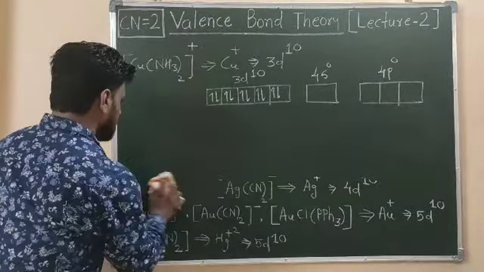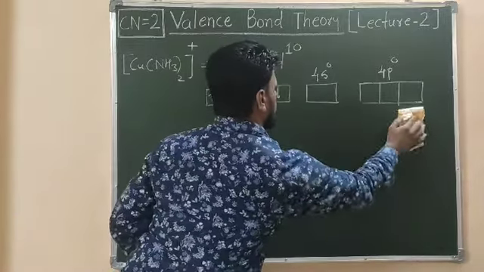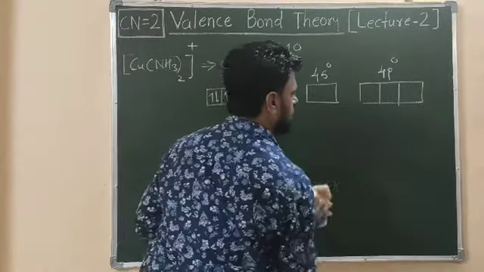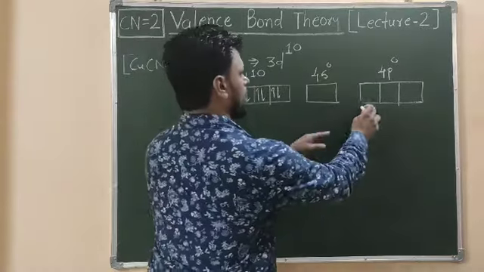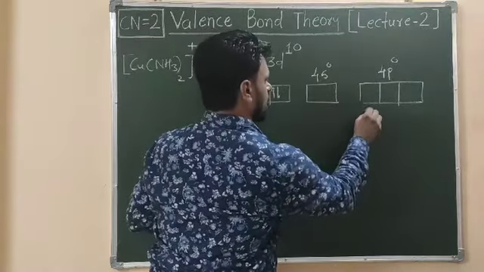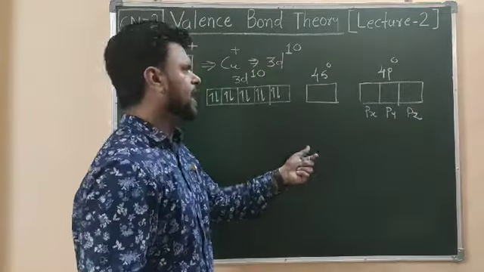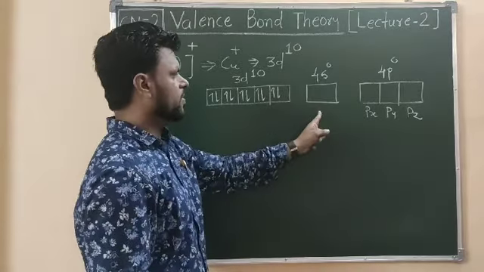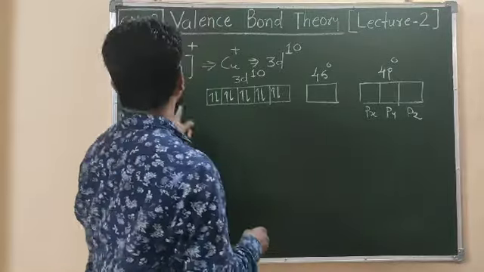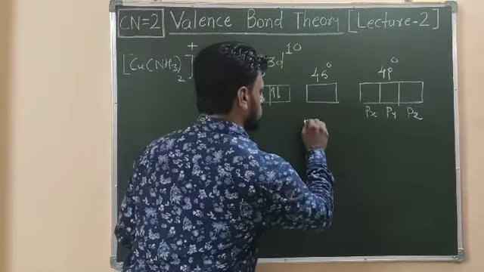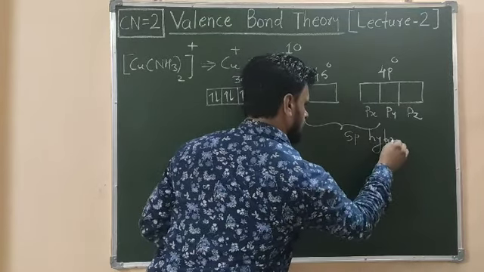Now when they have sp hybridization, I have already explained that a pure s atomic orbital and a pure p atomic orbital undergo the process of hybridization. This is my px, py, pz. Now I'm writing here below: this is px, this is py, and this is pz. Now consider that the empty 4s orbital and one pure px atomic orbital of this metal ion undergo the process of hybridization, and this is sp hybridization.